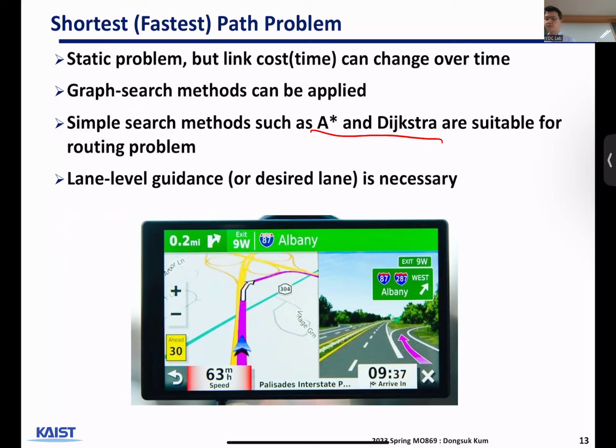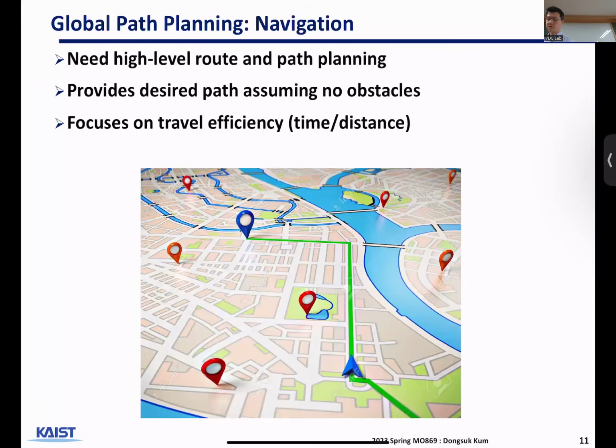In addition, lane-level guidance would be necessary. This is basically what navigation is already doing for us, even for human drivers. But with autonomous vehicles, obviously this needs to be done to let the autonomous vehicle plan routes to go from point A to point B. But this assumes no obstacles, okay? So this is the key part.